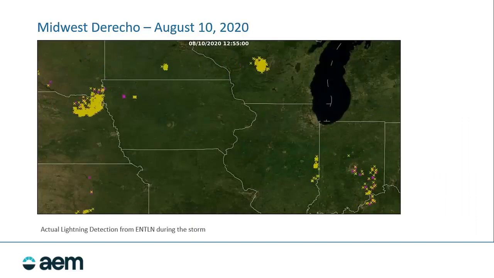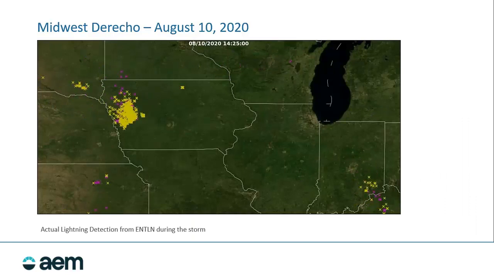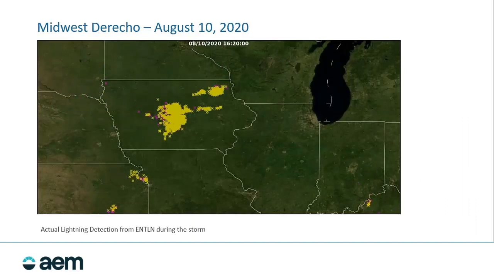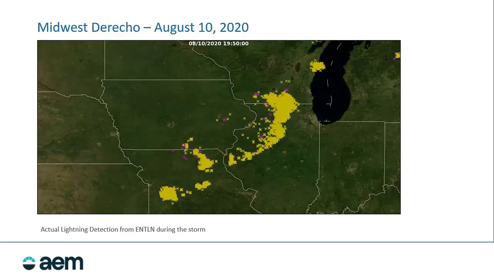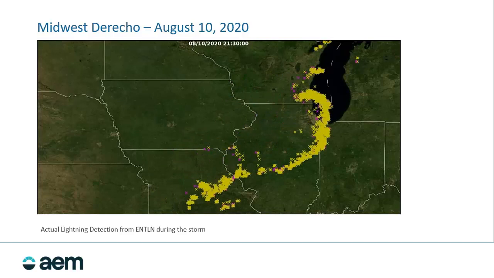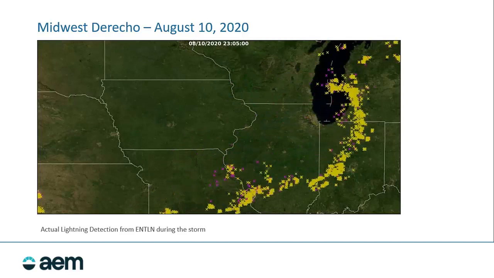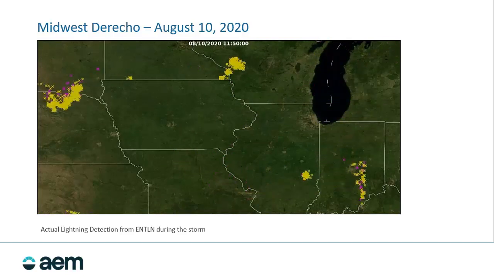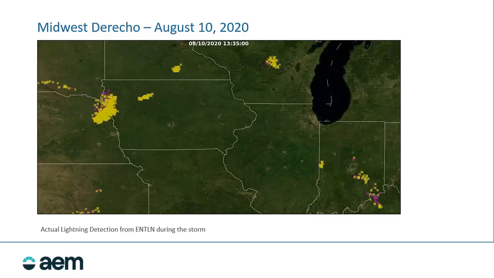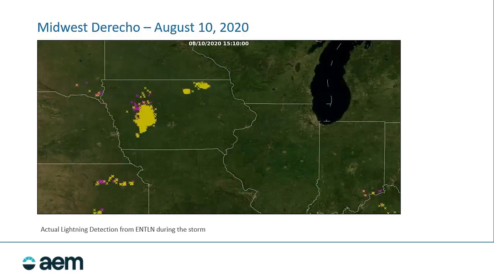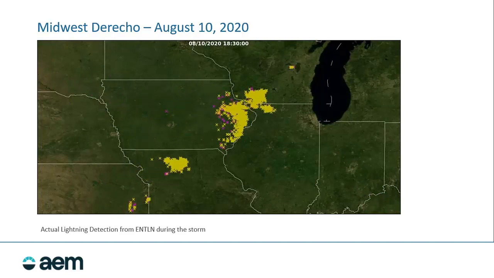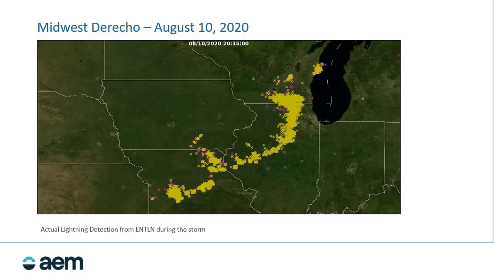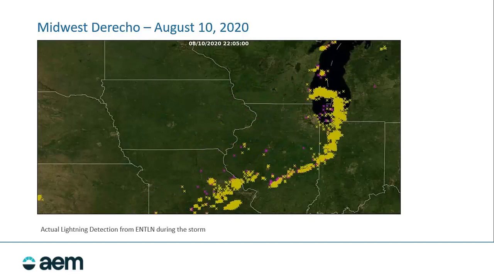Take a look at this dramatic lightning movie. This is from the derecho last year on August the 10th. It's about a 12 to 14-hour movie of lightning. And what you're able to see with the yellows depicting cloud to ground, the purple in-cloud lightning, there's a prolific amount of lightning with this event. Notice as it moves from Nebraska through Iowa into Illinois and eventually Indiana, it starts to bow forward like that. It has that arcing signature on it.